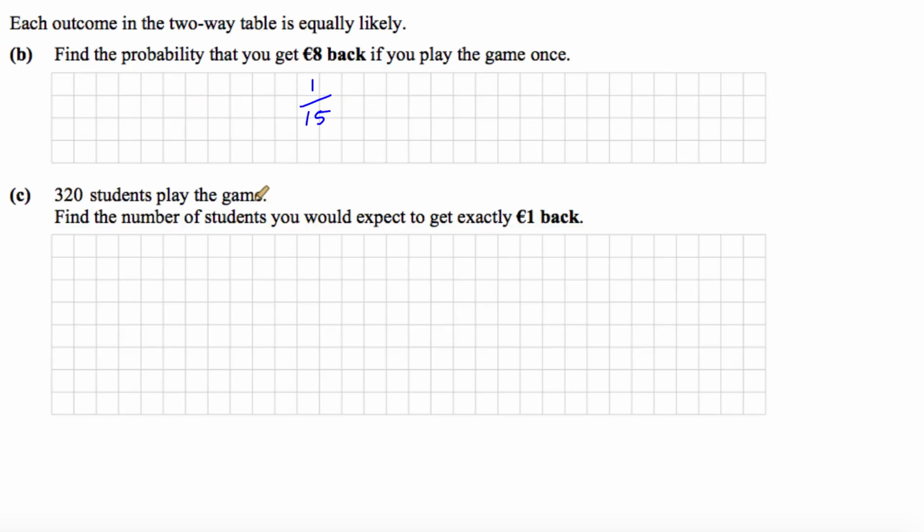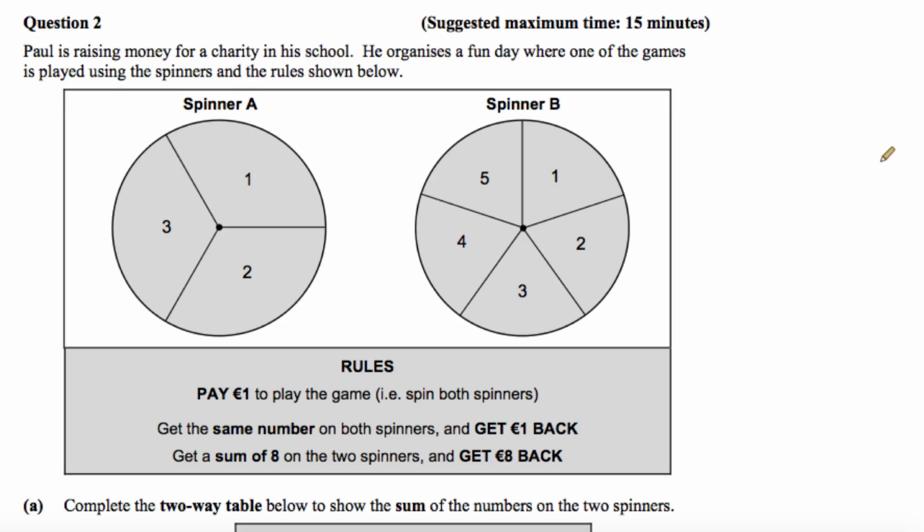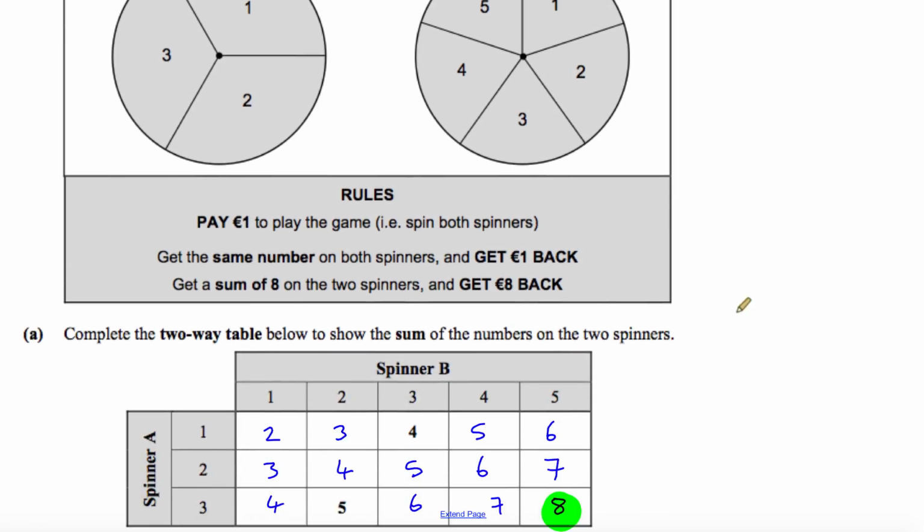Part C says 300 students play the game. Find the number of students you would expect to get €1 back. Okay, so we'll go back again to our table. €1 back means getting the same number on both spinners.